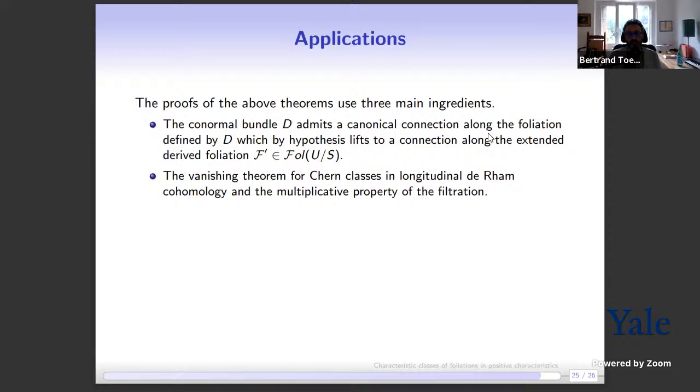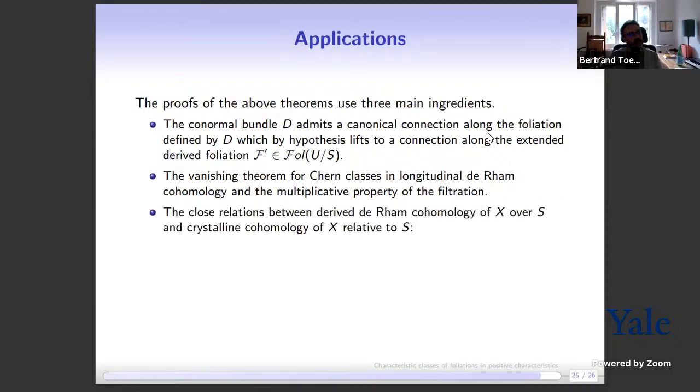Then there is this vanishing theorem for Chern classes, which is kind of formal actually. This is just a formal diagram chase. You just have to show that the Chern classes in longitudinal de Rham cohomology of flat perfect complexes along a foliation are zero. I mean, they are not just zero, they are canonically homotopic to zero.